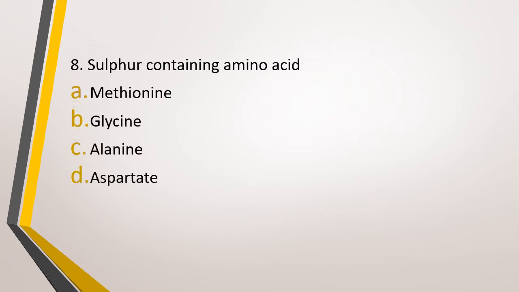Question number 8. Sulfur containing amino acid. Option A, methionine. Option B, glycine. Option C, alanine. Option D, aspartate. Sulfur containing amino acid. The correct answer is option A, that is methionine.